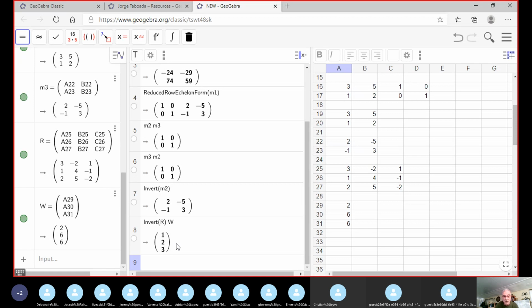Let me go to the whiteboard to understand this. Okay, this was the formula. But in my specific problem, in GeoGebra, I call it R inverse times W. And the answer was a vector 1, 2, 3.